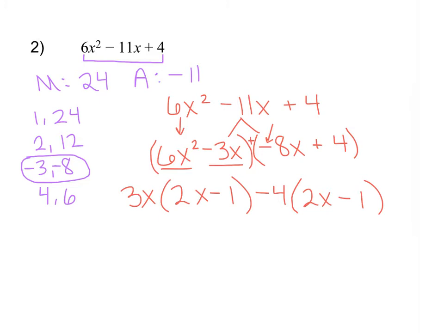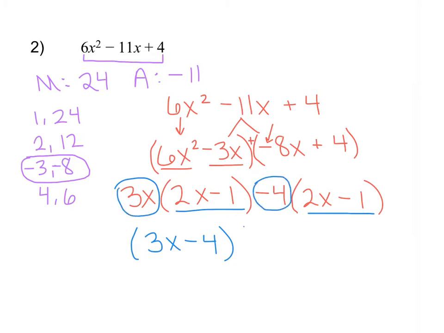And as we can see, to check yourself as you go, you can tell that these two terms are the same, which means that you're doing it correctly. And now we can write our two terms, which is 3x minus 4, which comes from the 3x and the negative 4, and then our second set of terms is the 2x minus 1. So here is our answer.